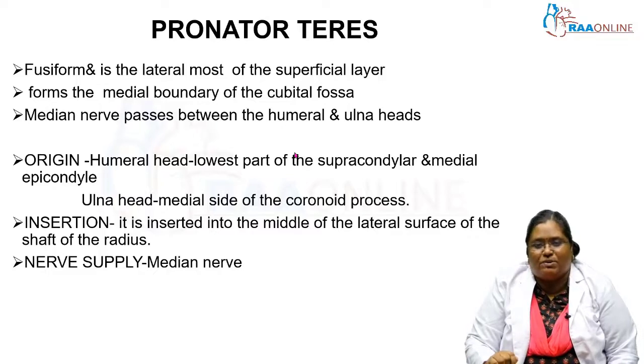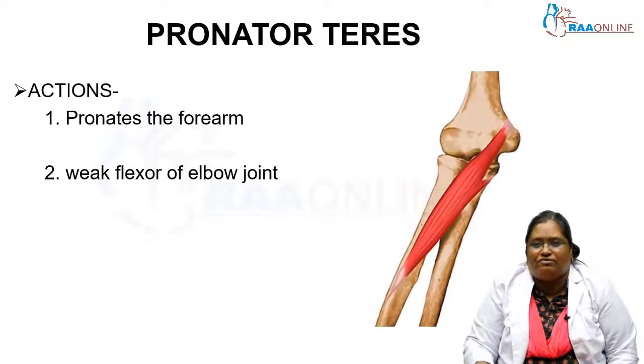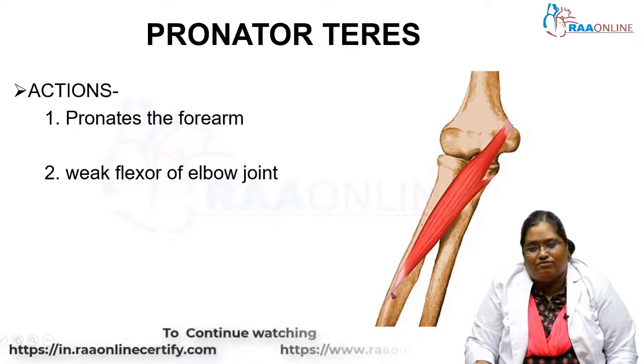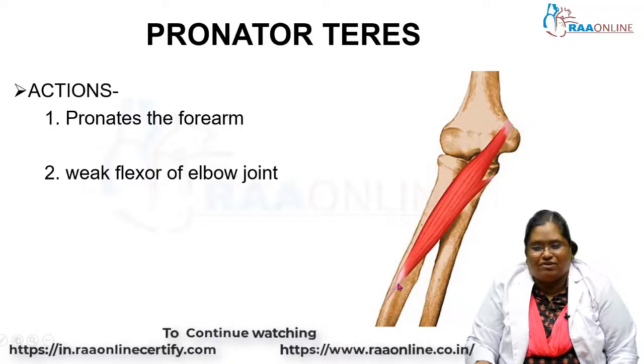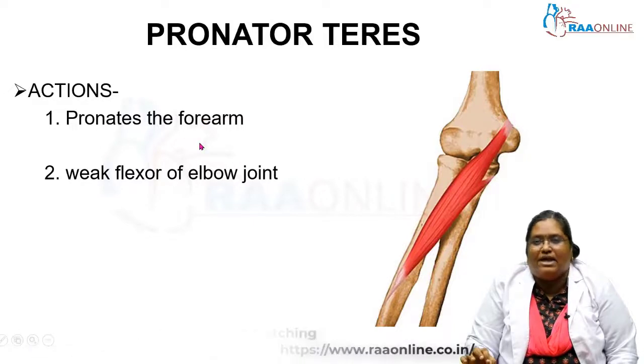The nerve supply of the pronator teres muscle is the median nerve. The median nerve passes between the two heads of the pronator teres, the humeral head and the ulnar head. Now we will see the action of the pronator teres muscle. Look at this picture. This is the humeral head and this is the ulnar head, and it gets inserted into the maximum convexity of the shaft of the radius. What is the action of this muscle? It pronates the forearm and it is a weak flexor of the elbow joint.